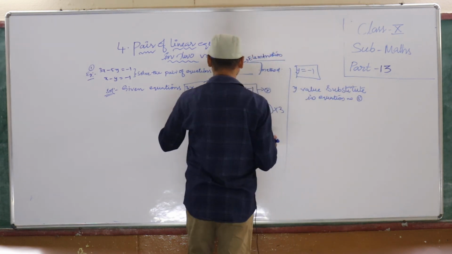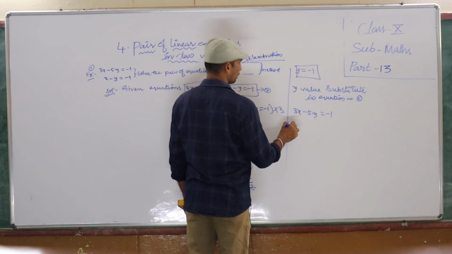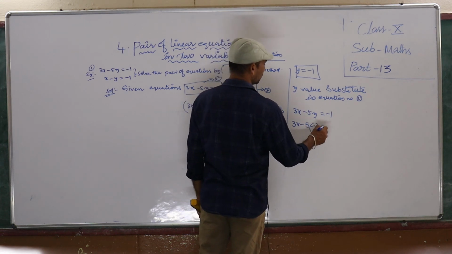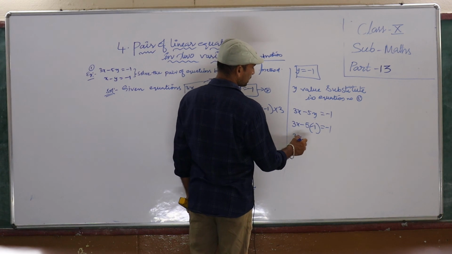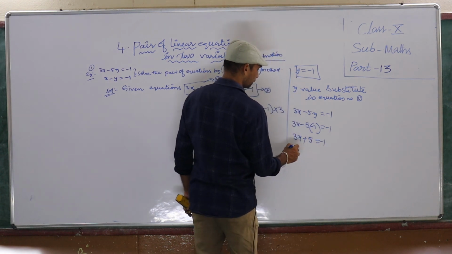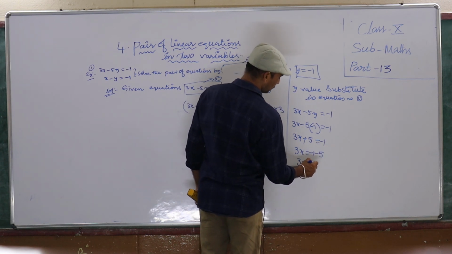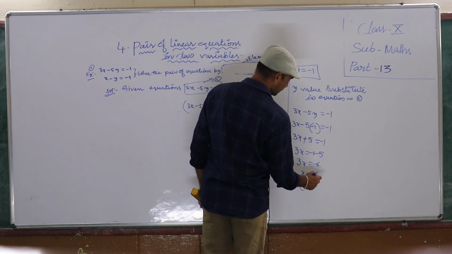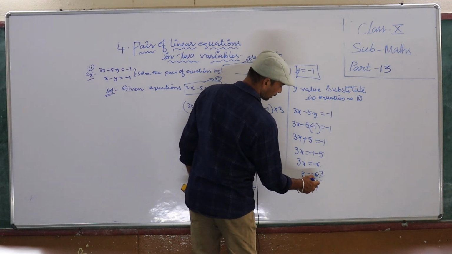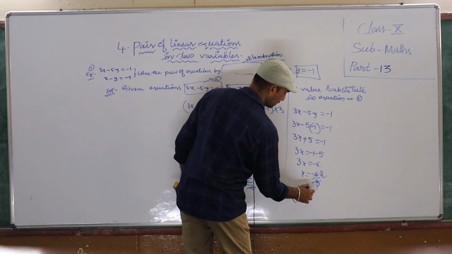1 or 2. So here, the first equation is 3x minus 5y is equal to minus 1. 3x minus 5 into the y value minus 1 is equal to minus 1. Then 3x, minus into minus plus, plus 5 is equal to minus 1. 3x is equal to minus 1 minus 5. Then 3x is equal to minus 6. Then x is equal to minus 6 by 3. Sorry, here it is 3, not 2. 3 2s are 6. So x is equal to minus 2.